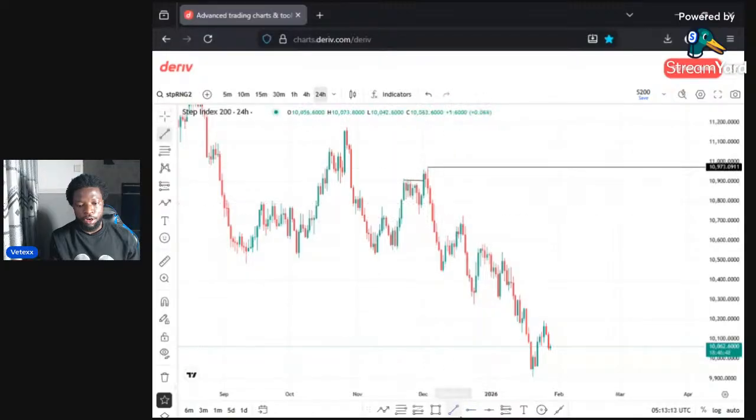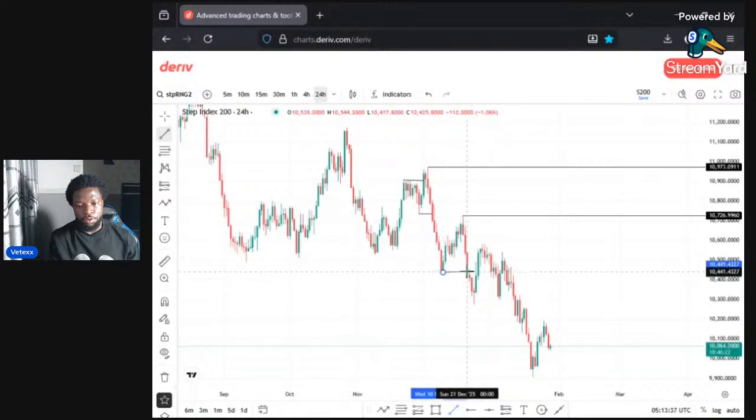This right here is our what? First break of structure. Rule number three, price retraces 50% to give us structural liquidity. Rule number four, price gives us our second break of structure.